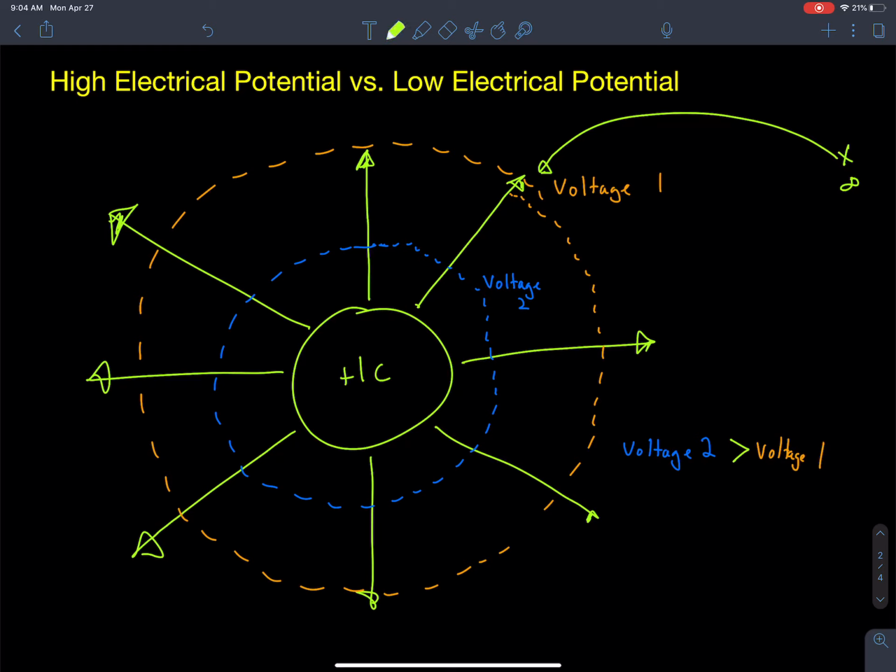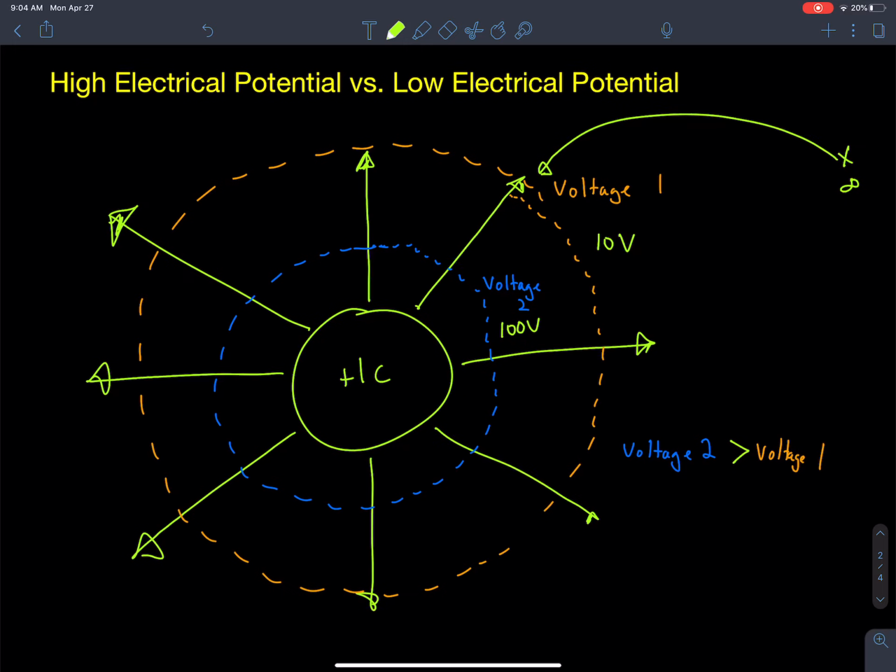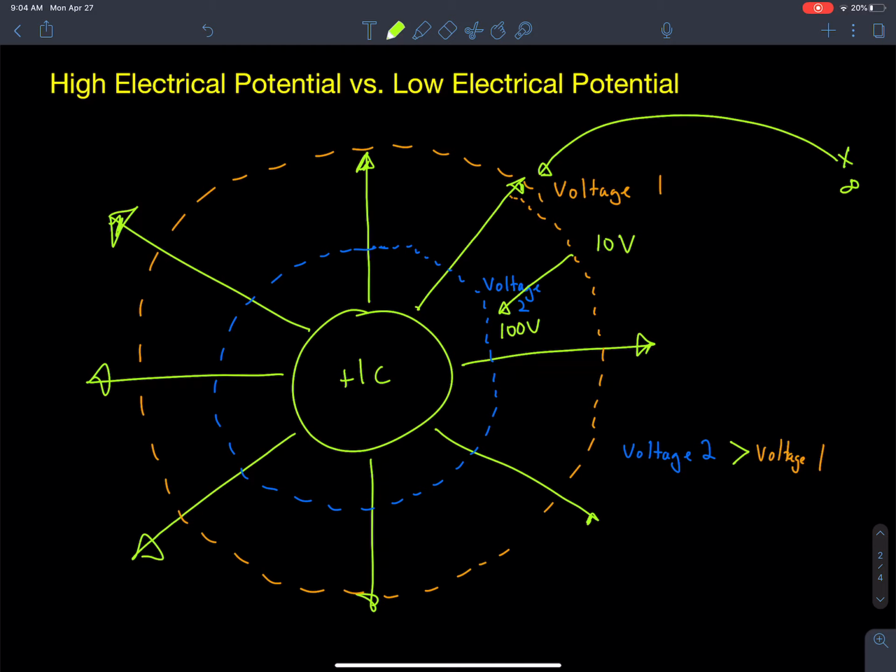So for example, if I was at 10 volts at voltage 1, and this is 100 volts at voltage 2, if I'm going to walk from here to there, the potential difference is equal to 90 volts. So I would have to put in 90 joules of energy per coulomb of charge to move myself from voltage 1 to voltage 2.